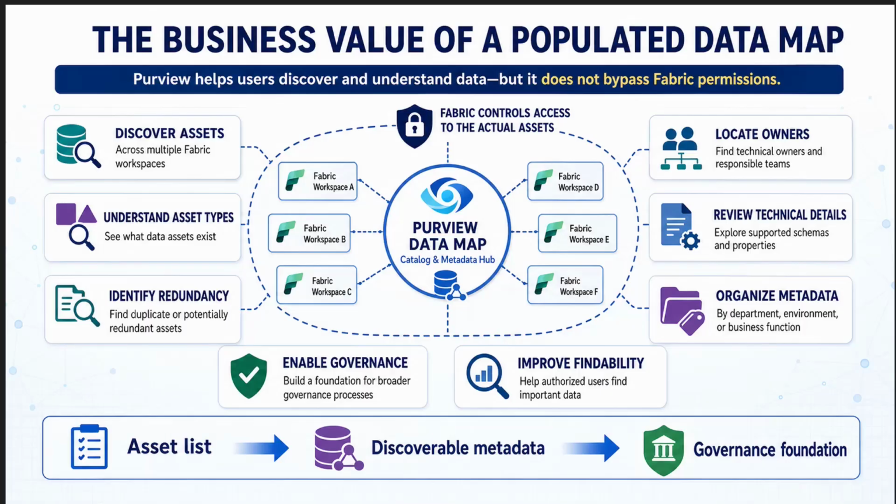The business value of this integration extends beyond simply producing an asset list. A properly populated data map can help an organization discover Fabric data assets across multiple workspaces, understand what types of data assets exist, identify duplicate or potentially redundant assets, locate technical owners and responsible teams, review supported schemas and technical properties, organize metadata by department, environment, or business function, provide a foundation for broader data governance processes, and make important data easier for authorized users to find.